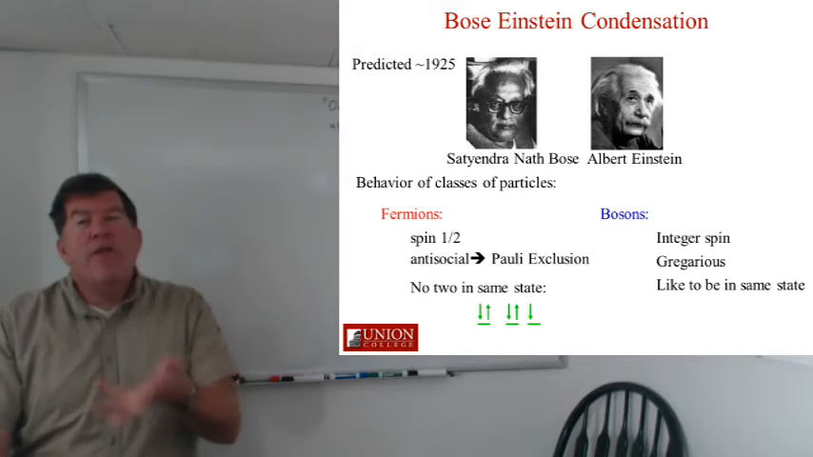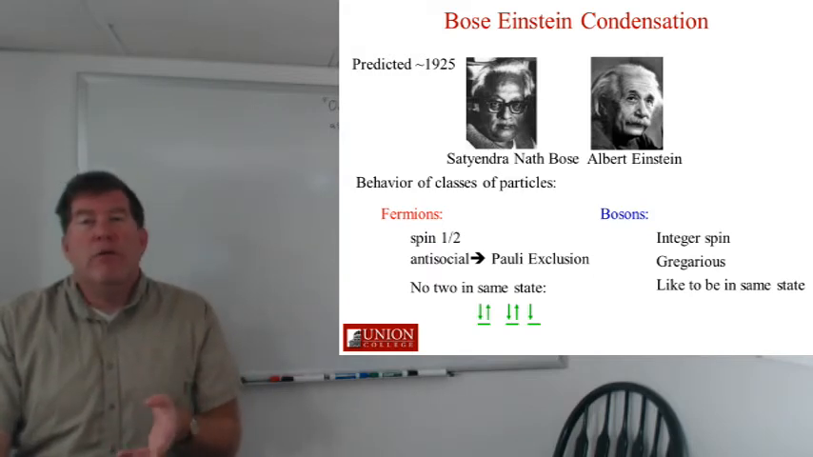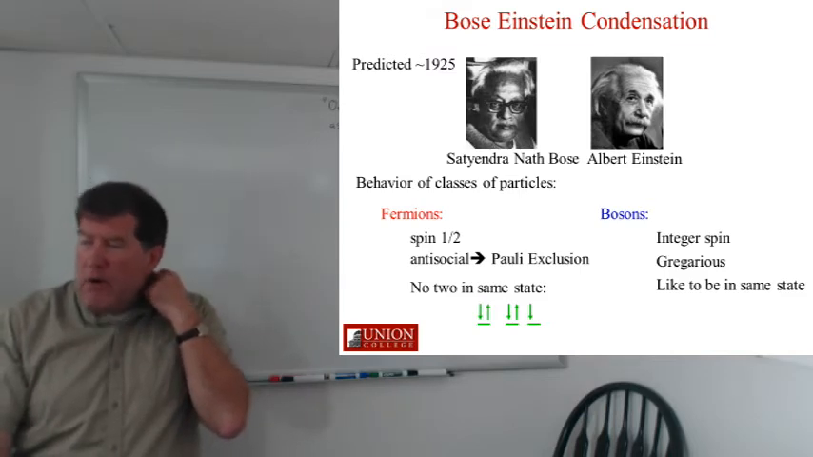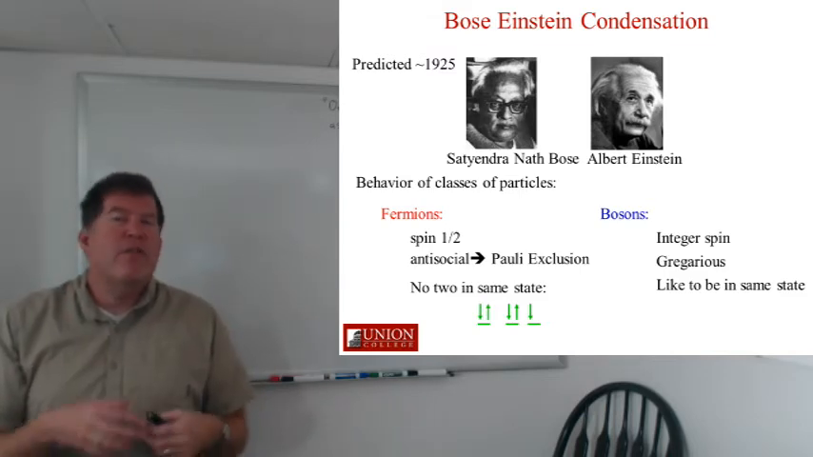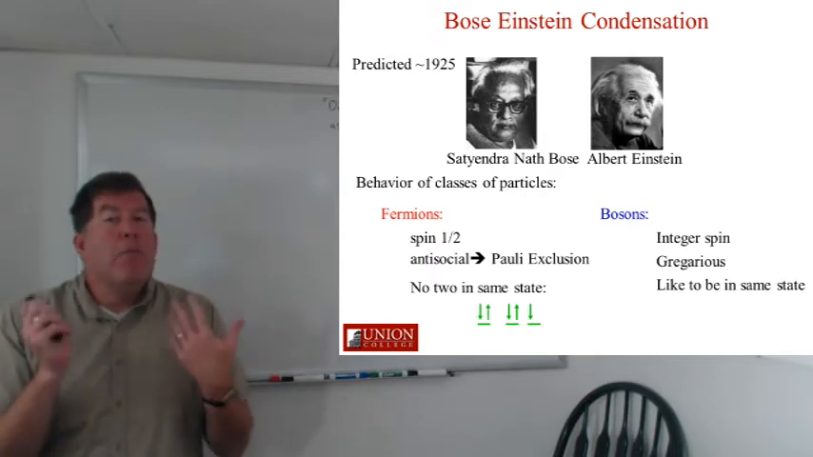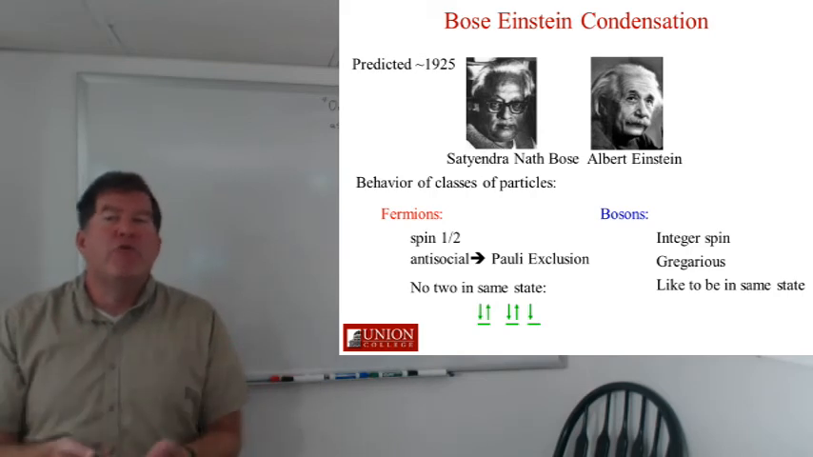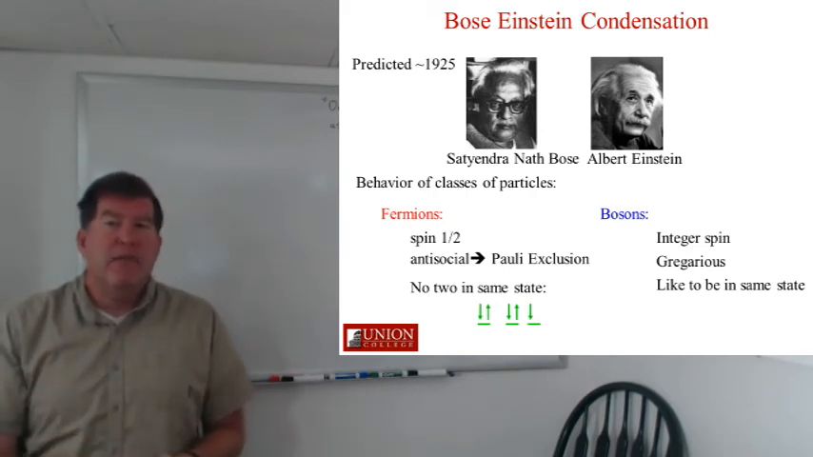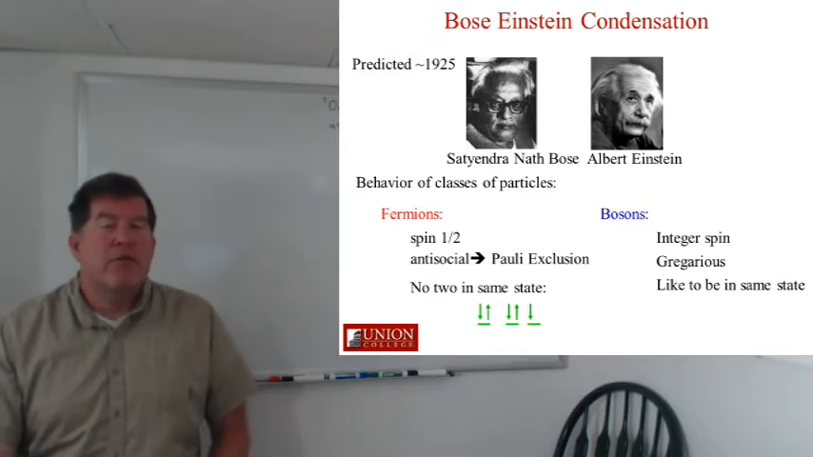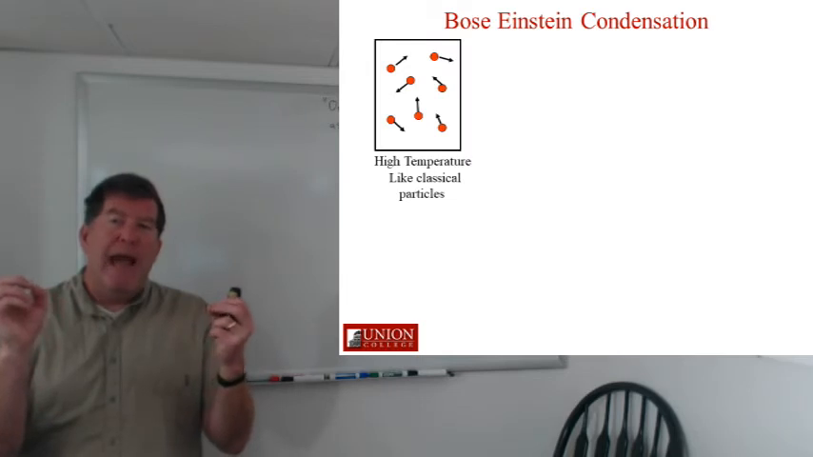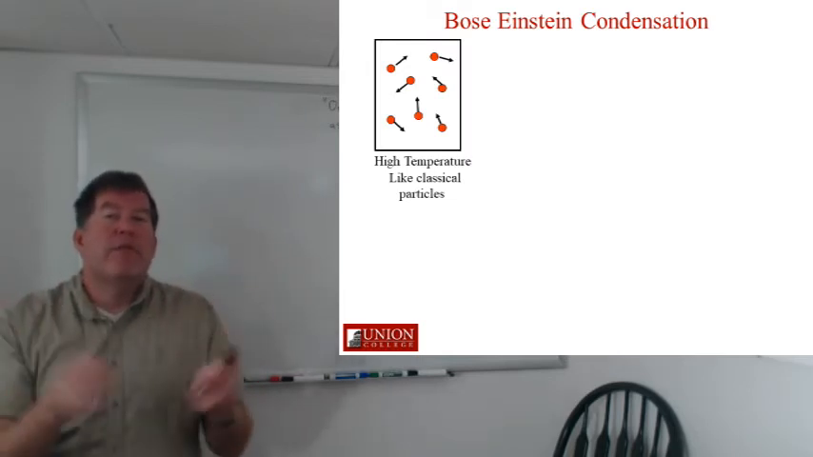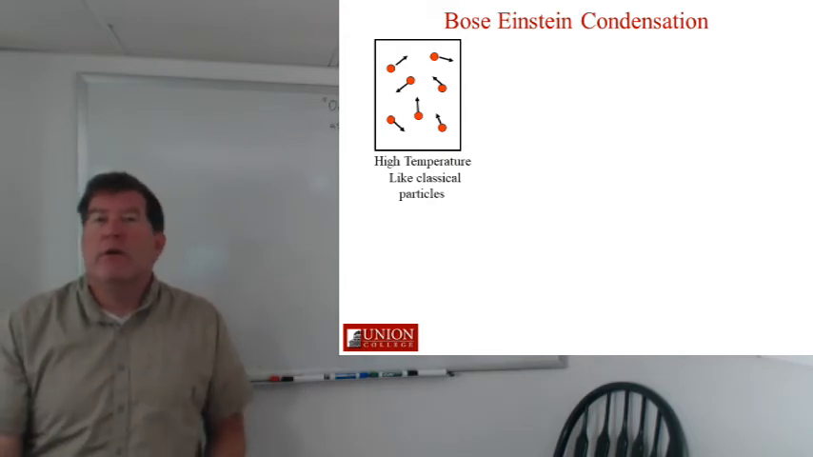The other category of particles are called bosons, after Satyendra Nath Bose. Fermions are, if you want to be anthropomorphic, antisocial. You can never get two of them in exactly the same state. Bosons are the opposite. Bosons are gregarious. They like to be in the same state. And this is the thing that leads to the phenomenon of Bose-Einstein condensation, which is if you start with a gas of atoms at very high temperatures, they rattle around and collide with each other, bounce off each other, kind of like classical particles, like little billiard balls.